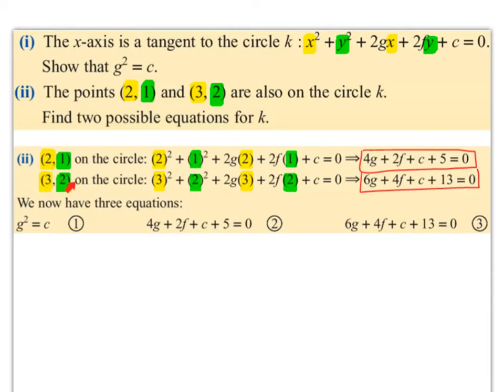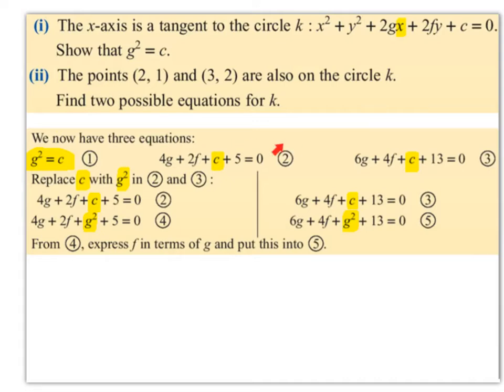Likewise with the point (3, 2), we swap each x value for 3 with brackets, each y value for 2 with brackets, multiplying out the brackets and getting everything on the left of the equal sign, we get 6g plus 4f plus c plus 13 is equal to 0. So now we have three equations. We have g squared is equal to c, we worked that out in part 1. We have 4g plus 2f plus c plus 5 is equal to 0, that's equation 2. And we have 6g plus 4f plus c plus 13 is equal to 0, that's equation 3.